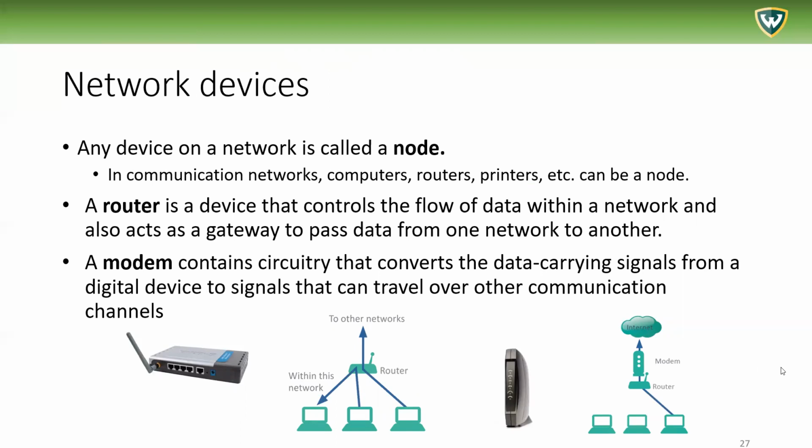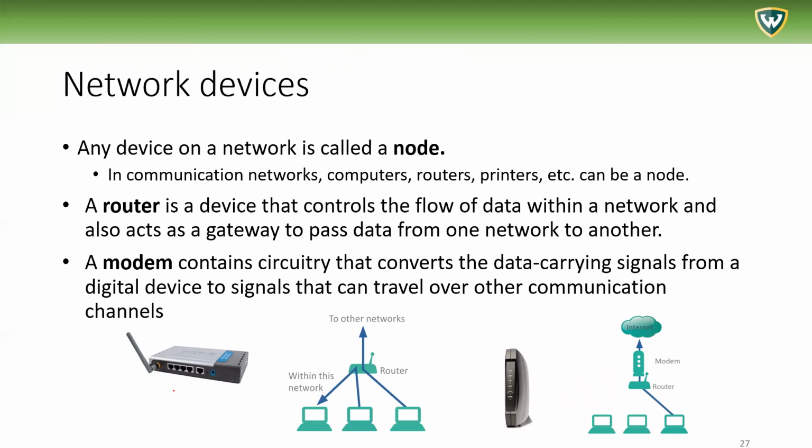A little bit on the devices that are connected to the network. Any device on the network is called a node, and this can be a computer itself, but it can be a printer, it can be a refrigerator, it can be a router, it can be a car. It can be a watch and so on. A router is a device that controls the flow of data within the network and also acts as a gateway to pass data from one network to another.